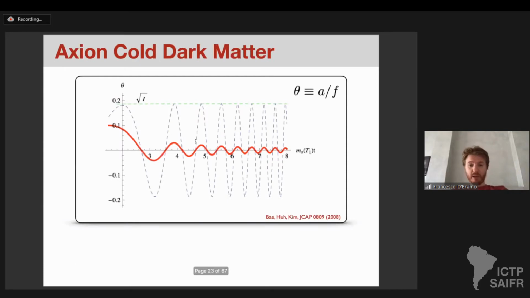So here is a plot from this reference for the numerical solution. This is the value of the axion field, expressed in dimensionless units as A over F. Okay. And this A over F is a dimensionless quantity that enters the coefficient in front of G G dual.